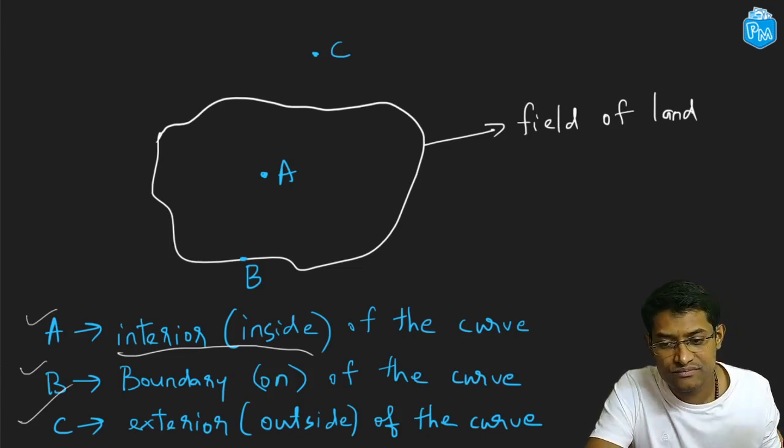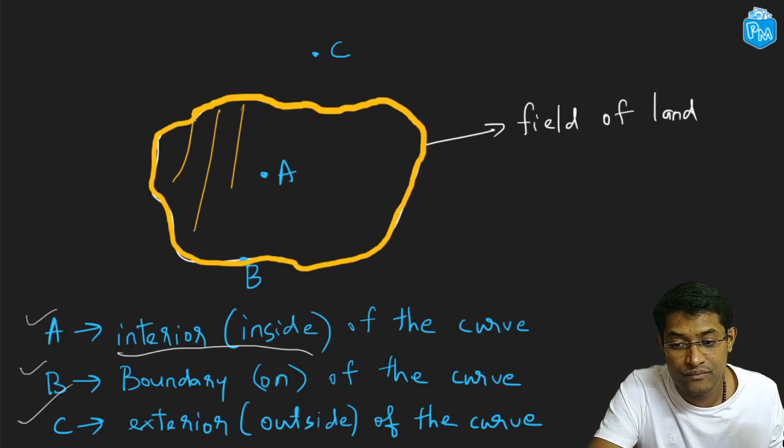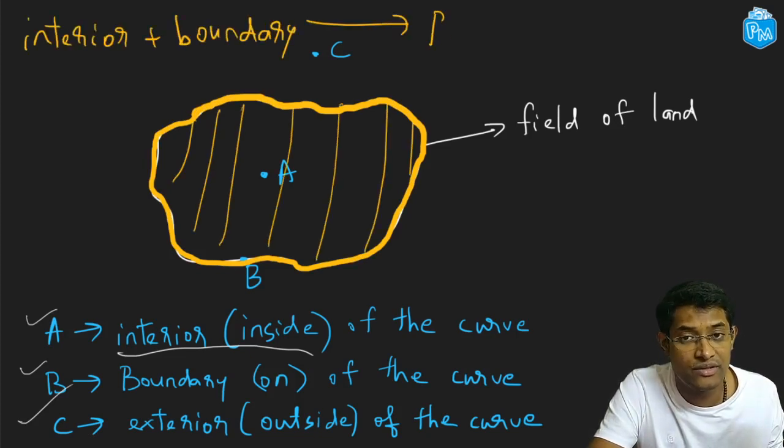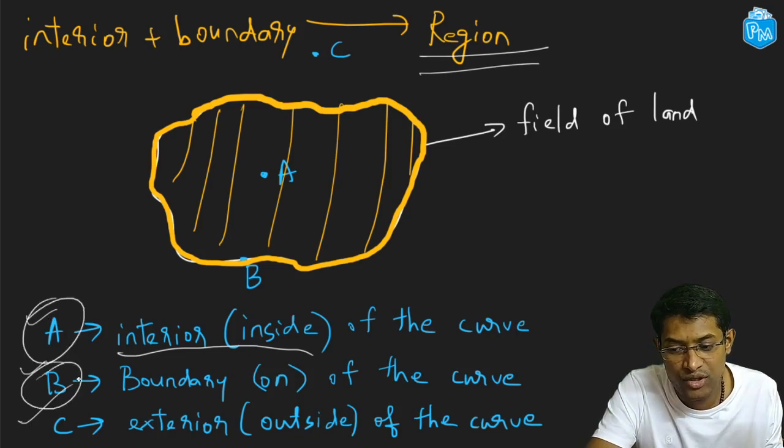All right, now there's one more term that we try to analyze over here. If I take this much, that is the interior plus the boundary, we call that the region of the curve. So this yellow area is the interior plus the boundary, and that is the region of the curve. So I can say point A and point B are in the region of the curve, right?